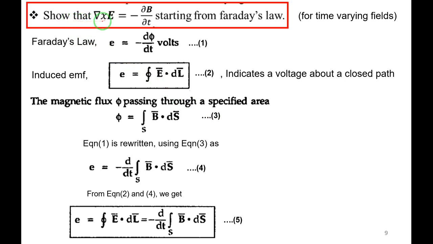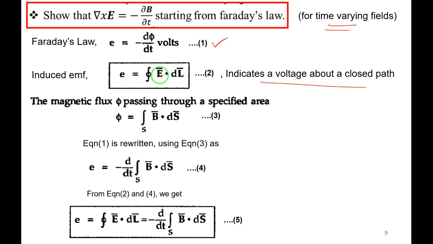Show that the curl of E is equal to minus dou B by dou t, starting from Faraday's law. This is with respect to time varying fields. Starting from Faraday's law, we know the statement: the induced EMF is equal to the negative time rate of change of flux, minus d phi by dt. The induced EMF is nothing but the voltage. It indicates the voltage in the closed path of the circuit, so it is the closed line integral of E dot dl.